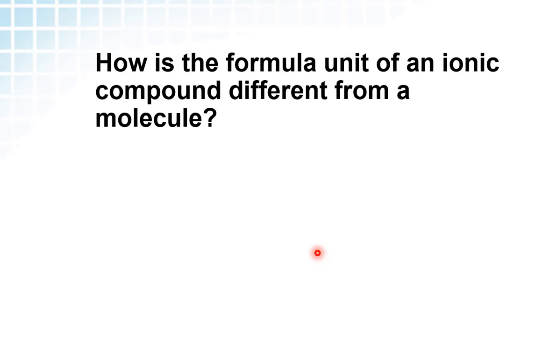We have a question here. Can you please write down that question and answer it in 1 minute? How is the formula unit of an ionic compound different from a molecule? From differentiation, we have to define a formula unit and define a molecule. Try to remember the main difference between a molecule and a formula unit. Now we are about to finish 1 minute.